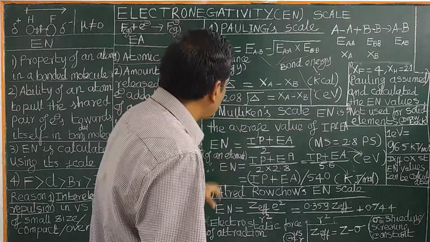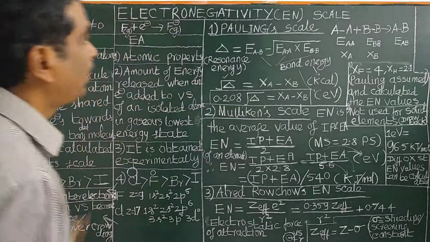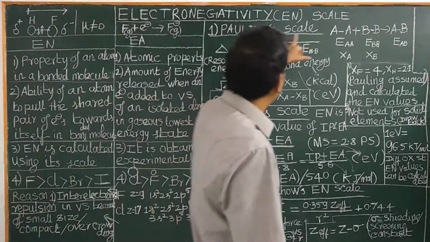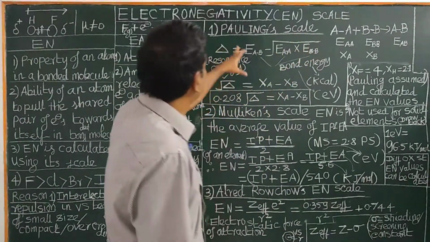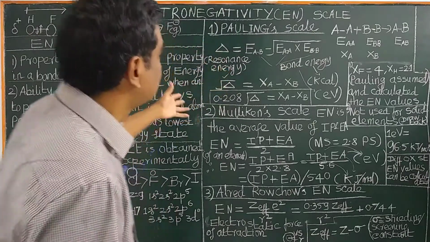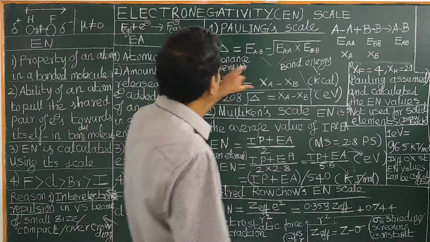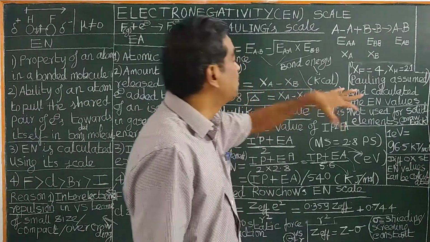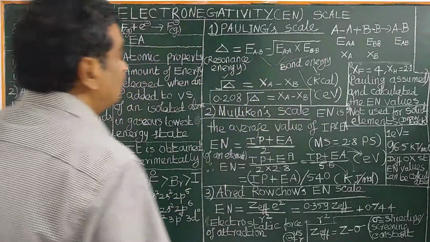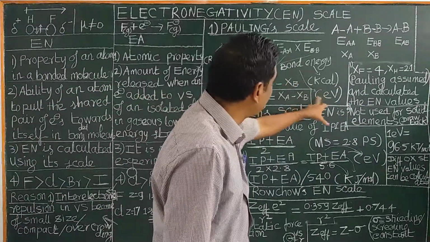The first two scales are very important or commonly used. Let us first see the Pauling scale. The Pauling scale is based on resonance energy. From the resonance energy, the electronegativity values are calculated.